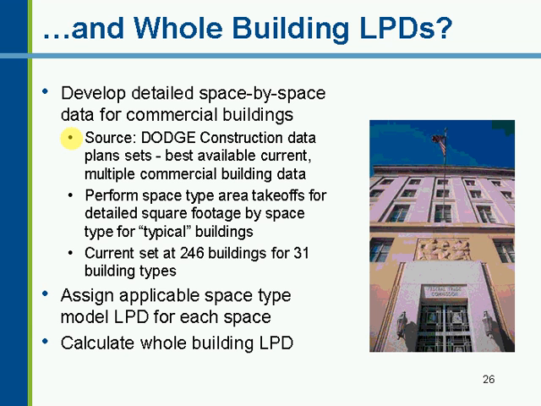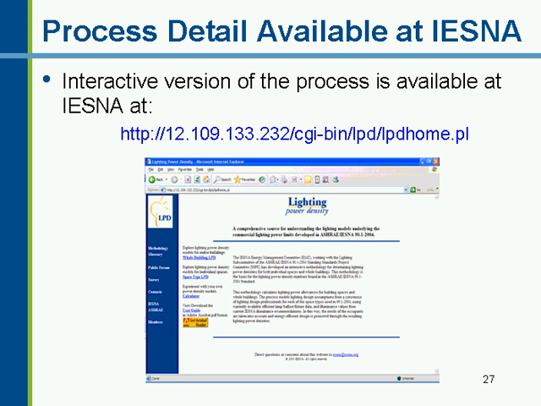Of each of those 246 sets of building plans, detailed takeoffs were done for each space type within the building. And once these space type values were taken out of the buildings, these were applied to the lighting power densities for each of the space types. And what you get out of that is a whole building value for each of those 246 buildings. And you then average those across the 31 building types, and you come up with a whole building lighting power density. This is where I mentioned before that if you have an unusual building, you might want to consider the space-by-space method, because this process comes up with a typical whole building LPD. So again, if your building is unusual, you may find more wattage if you go to the space-by-space method.